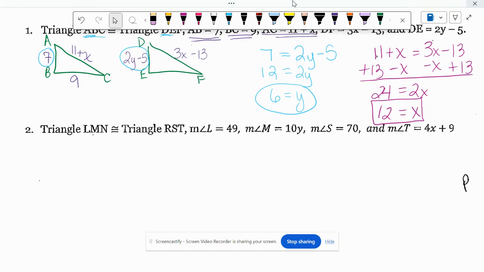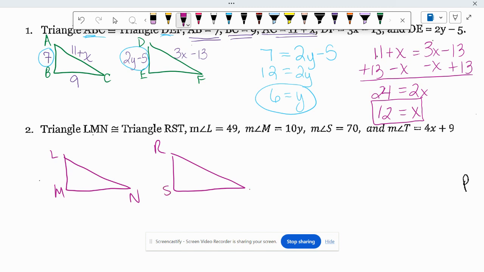Draw 2 triangles. You're going to label them LMN and RST. So LMN, RST. So the measure of angle L, that's this right here, is 49 degrees. The measure of angle M, right here, is 10y. The measure of angle S is 70. And the measure of angle T, this right here, is 4x plus 9.